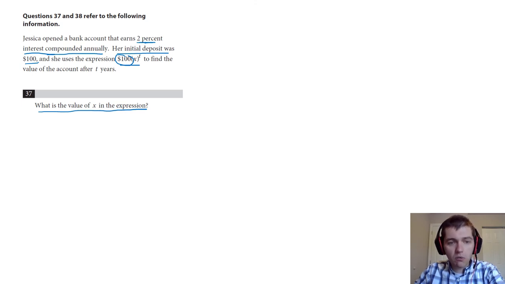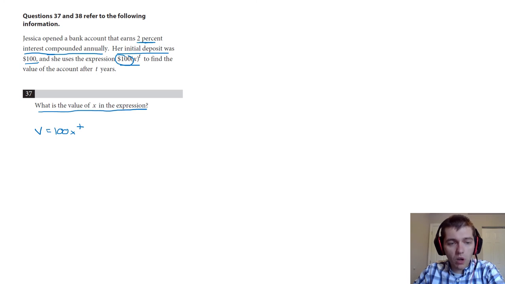So you can go ahead and write this down here. Value is equal to 100 times x to the power of t. So if you know compound interest, you might already know the answer. If you don't, you can say, okay, when I plot this, where do I end up? Let's say her interest was zero and it was just a steady rate. That would mean that x would equal one.